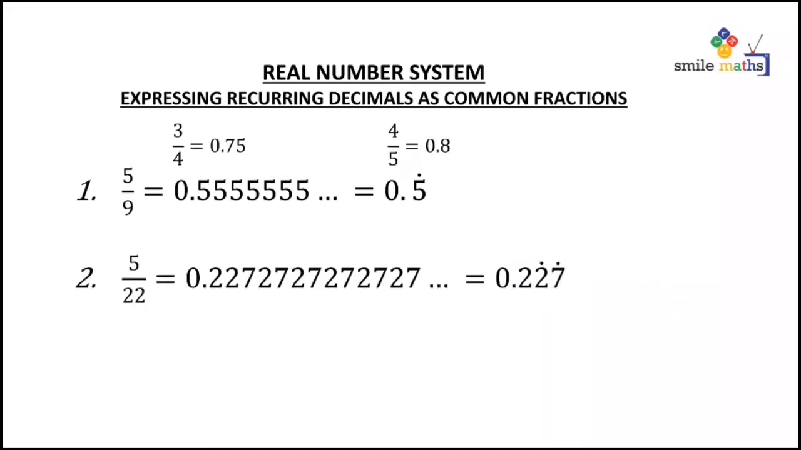Or 5 over 22. That is also giving us 0.2272727. So it follows in that order. So what it means is that 27 is the recurring. So you put 2 dots, you put one on the 2, then one on the 7.